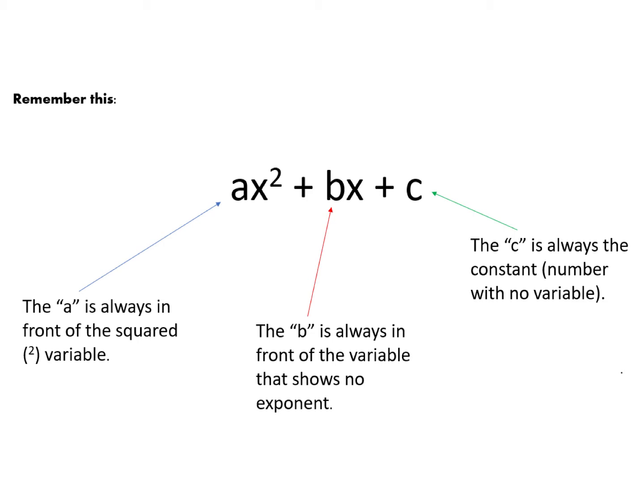The A is always in front of your squared variable. It's the coefficient of, in this case, x squared. If I was using n or z, it'd be in front of n squared or z squared. Your b is the coefficient that's in front of just the plain old variable x. The x would have an exponent of 1, but we don't really show that exponent. And then finally, c is the constant. It's a number. It's not going to be a variable or anything. It's going to be numbers like 3, negative 4, or 12.